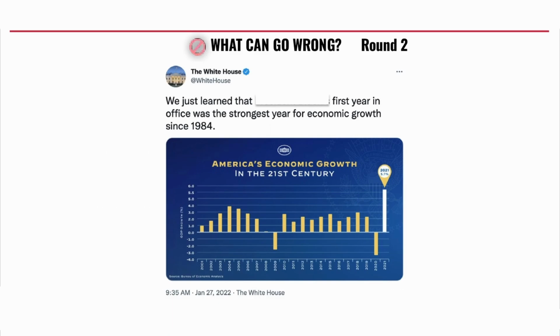This second bar chart comes from Twitter and the White House from 2022, talking about the economic growth that we've seen since 1984. Now, this y-axis does start at 0, and I don't see any pictures instead of the bars, so those are two very good steps. But there was one alarming thing, and that is that if this is the best and strongest year for economic growth since 1984, as a reader, I want to know what happened in 1984.